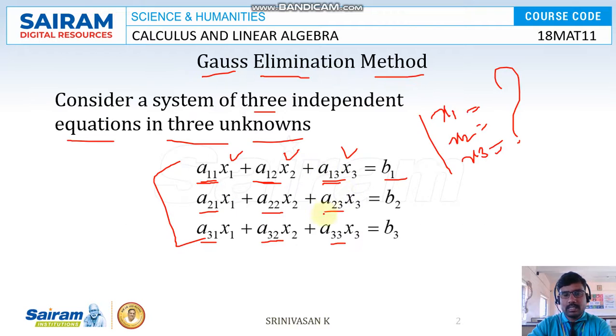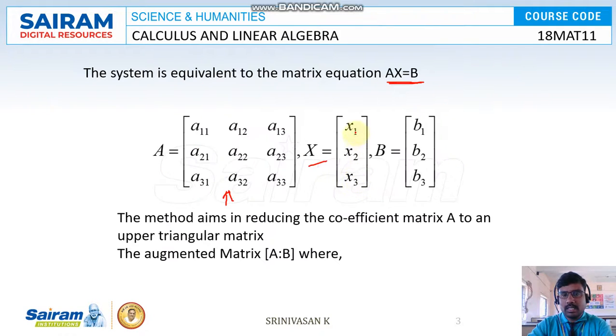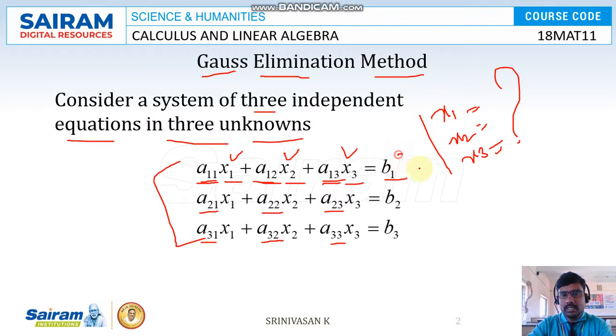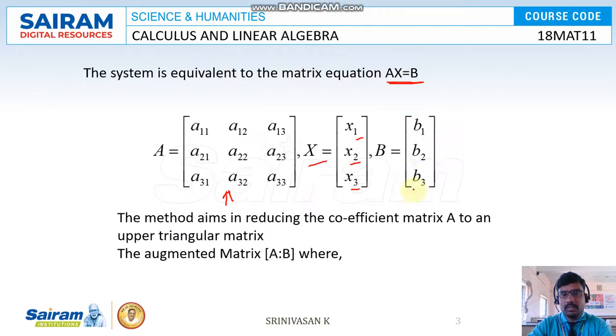And x is the unknown variables, that is x1, x2, and x3. There are three: x1, x2, and x3. So Ax equal to b, and clearly this is b: b1, b2, b3. The method aims at reducing the coefficient matrix A to an upper triangular matrix.